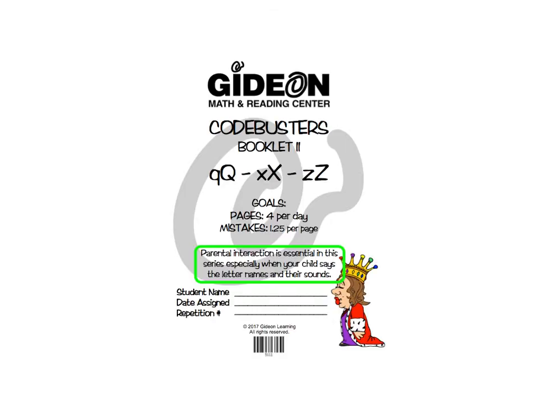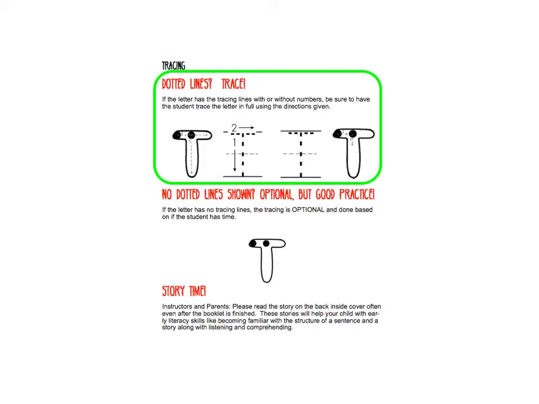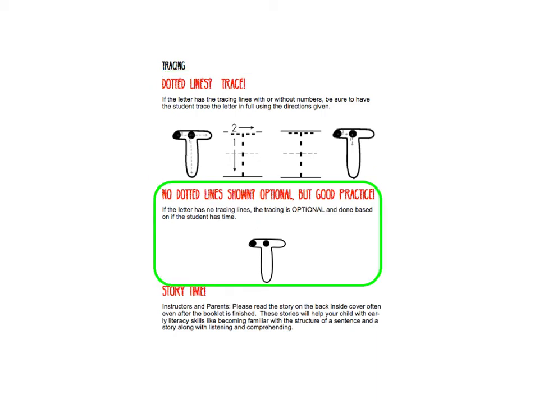Now for the parents, remember, your interaction is essential in this series, especially when your child says the letter names and their sounds. If you open up your child's booklet to the front and side cover, you'll see this page. At the top, we're reminding you and your student that whenever you see tracing your guidance, your student must write the letters. However, if you do not see any writing, or guidance or tracing, then your child should still complete it if you have time, because it can really help them hone in on their fine motor skills.